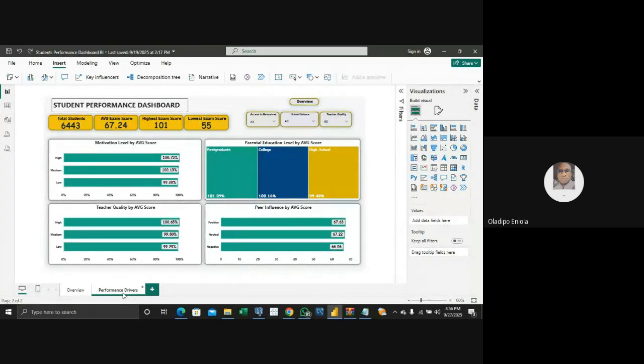Looking at almost all of your charts, they do not amount to a whole. I think everything should amount to 100%. Most of what I'm seeing is motivation level by average score: 100.73, 100.10, 99.28. So I don't really understand. In terms of your SQL queries, that was good. You guys could have been like a vibe coder also.